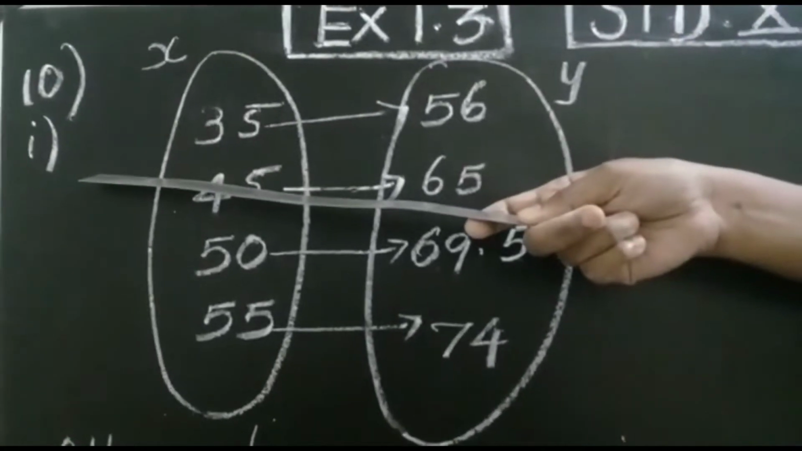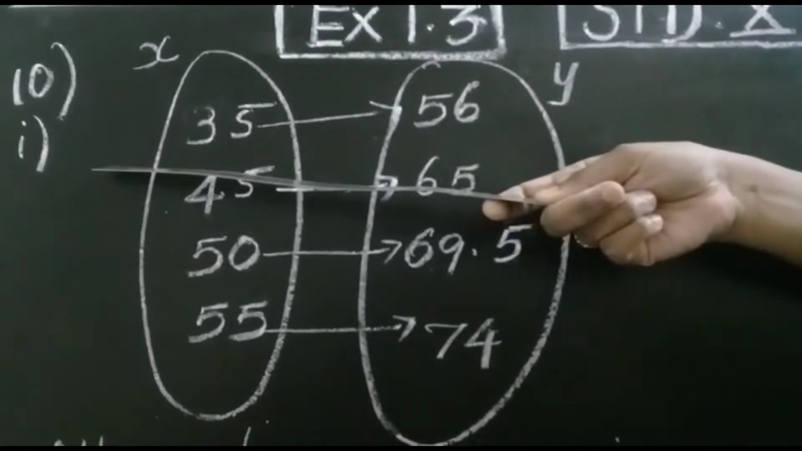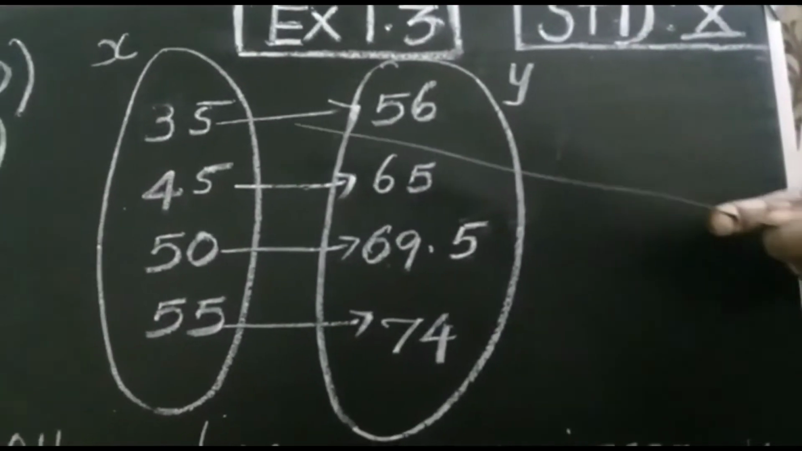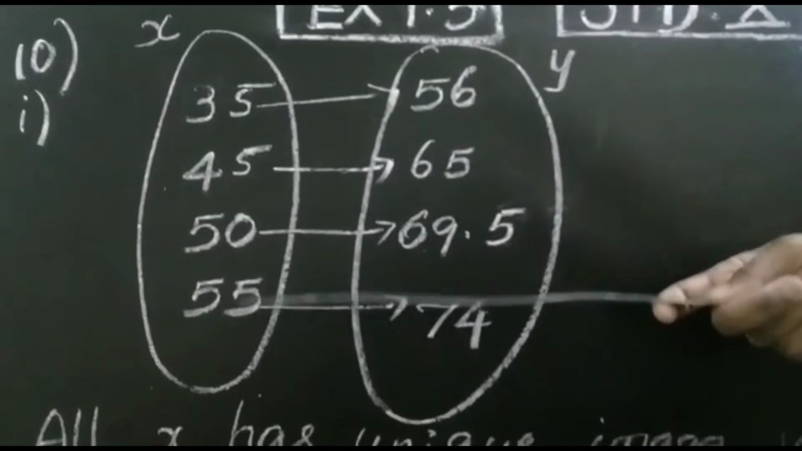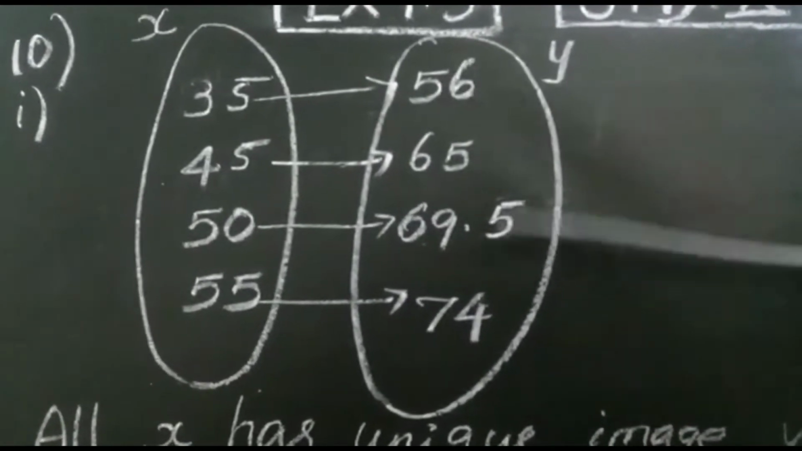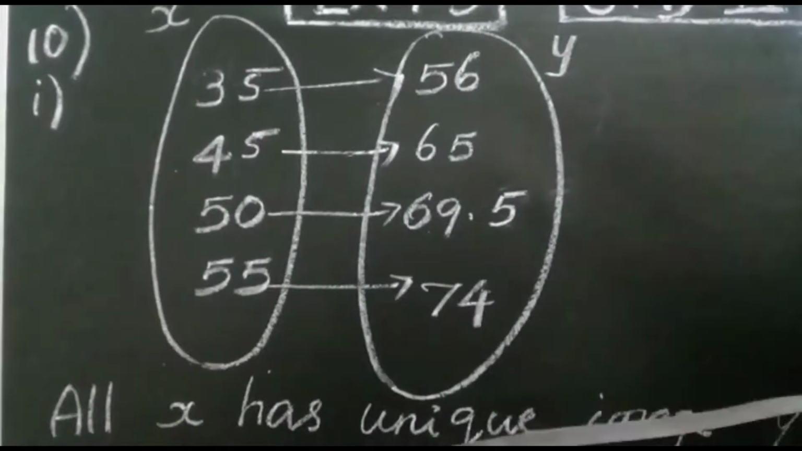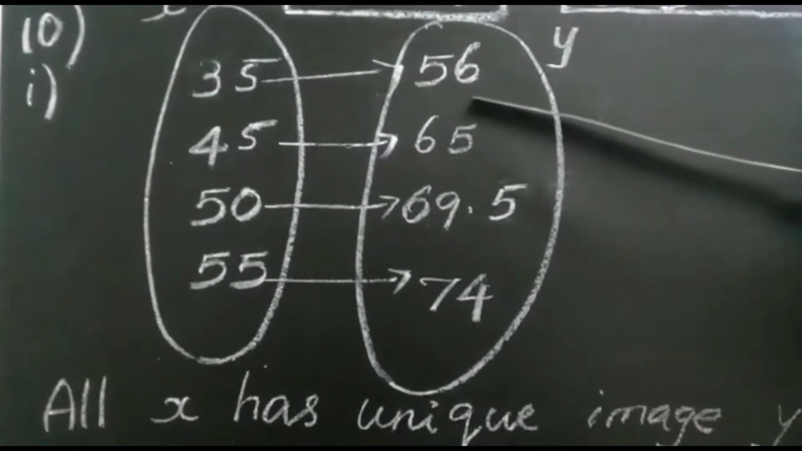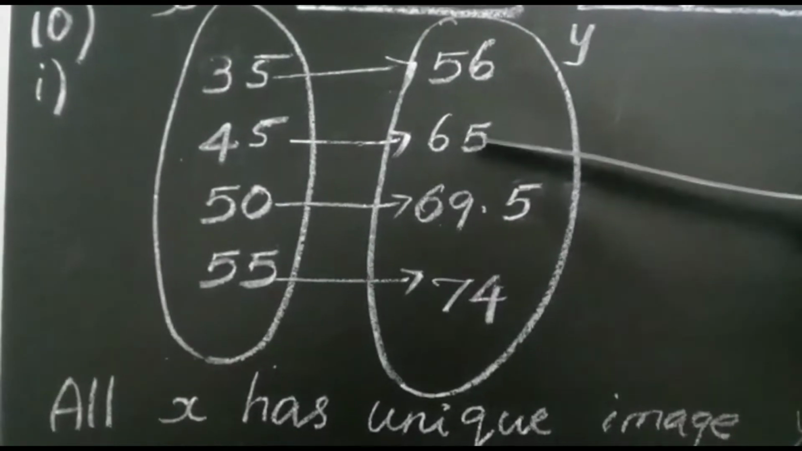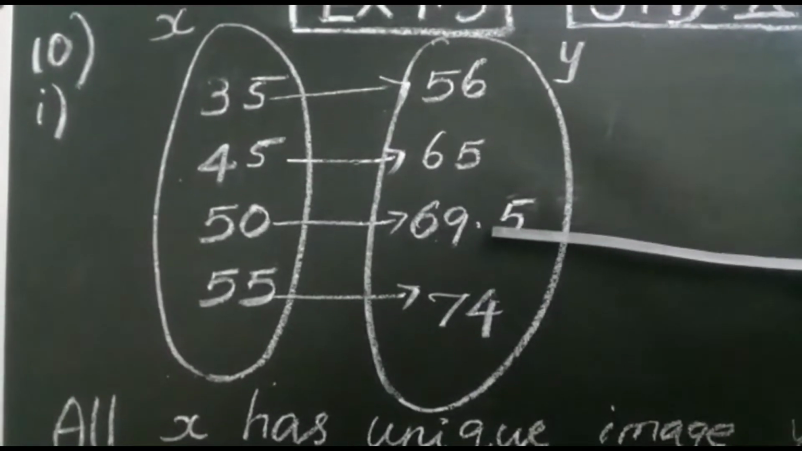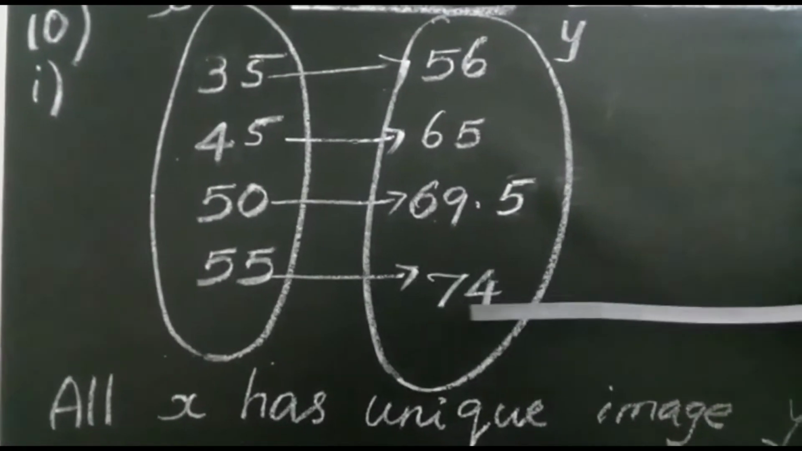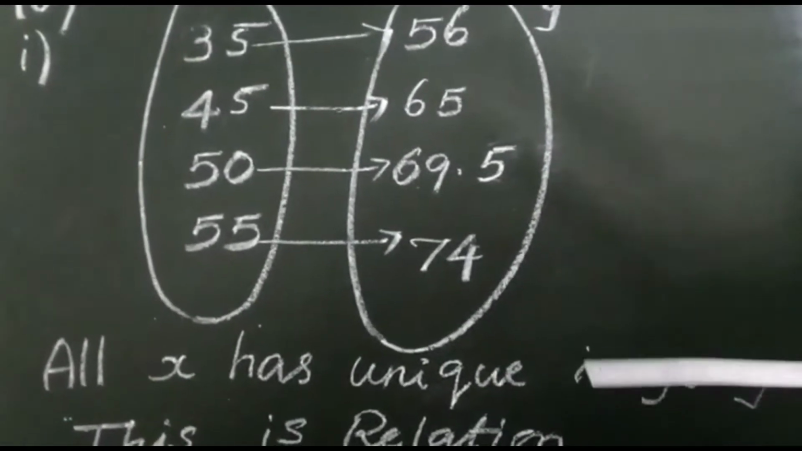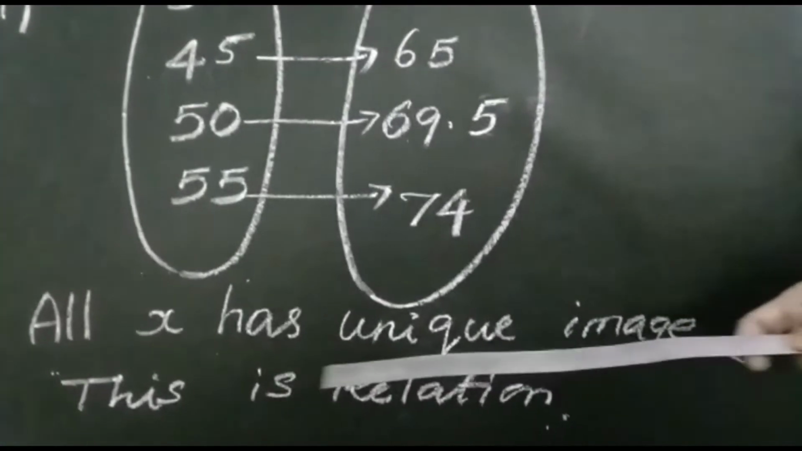The first subdivision. Check if this relation is a function or not. Here the length of forehead x is given, and the height y value is given. So draw the arrow diagram. For x value 35, the corresponding y value is 56; 45 is 65; 50 is 69.5; and 55 is 74. So all the images in x have a unique pre-image in y. Therefore this is a relation.